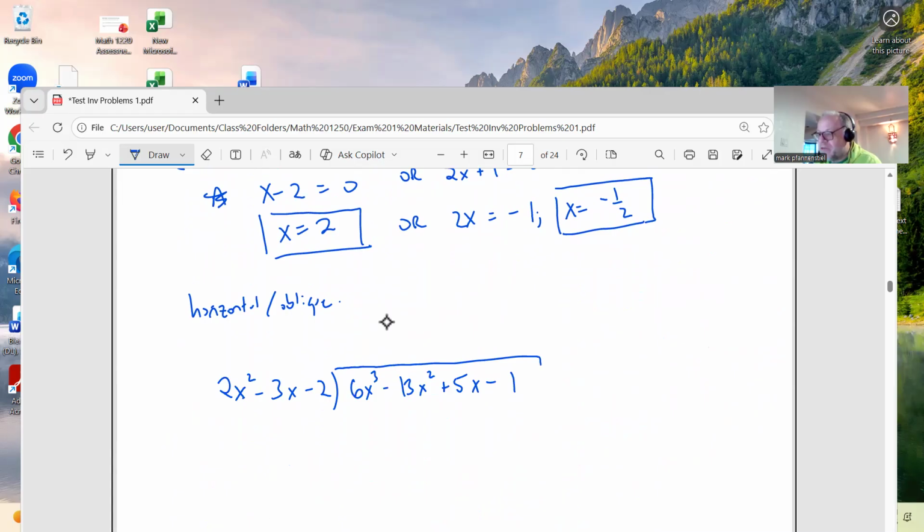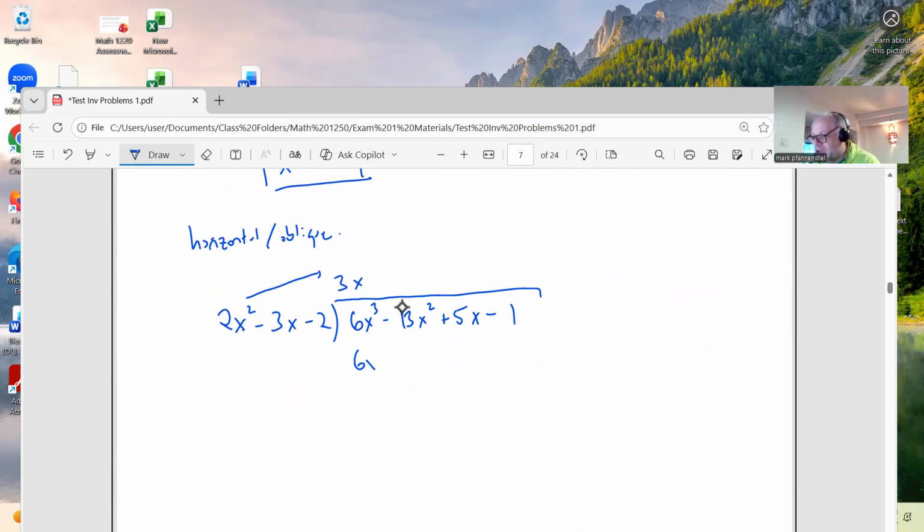2x squared goes into 6x cubed 3x times. Then we're going to multiply the 2x squared times the 3x, and we get 6x cubed. We have 3x times -3x, which is minus 9x squared. We have minus 2 times 3x, which is minus 6x. We're just multiplying each of these pieces by our 3x in turn.